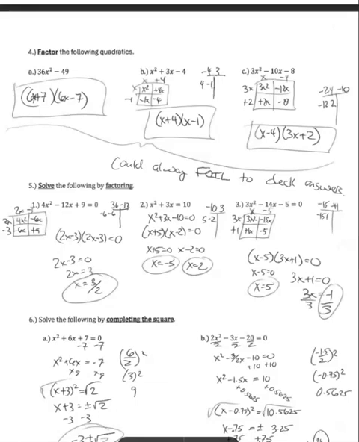Now the last one is a little bit trickier. If you do the PANTS method, as I had called it, or factoring by grouping, you have to do the longer method. You cannot do a shortcut on this one because there's a number in front of the x squared.